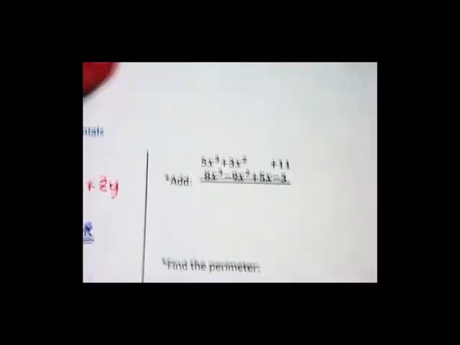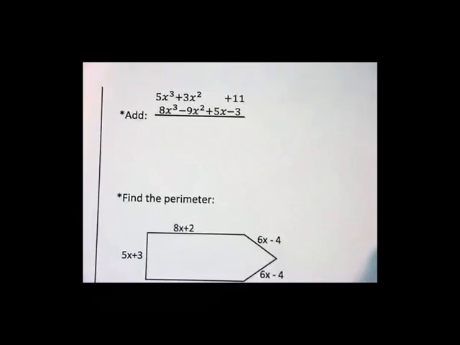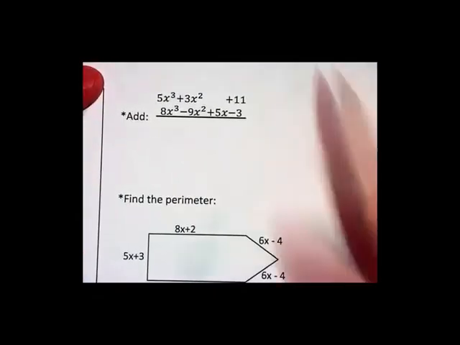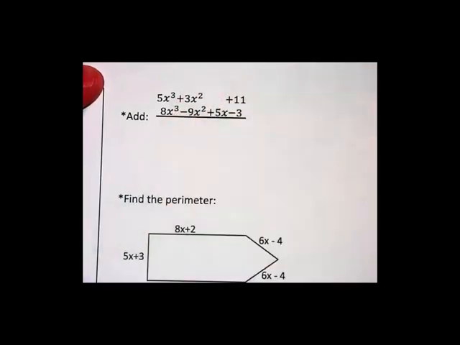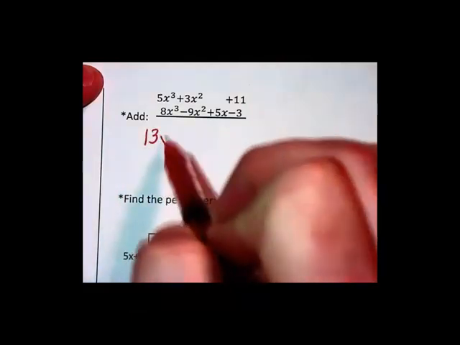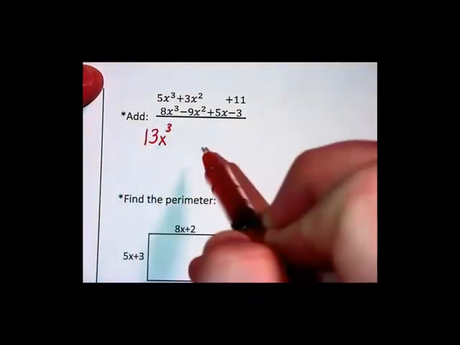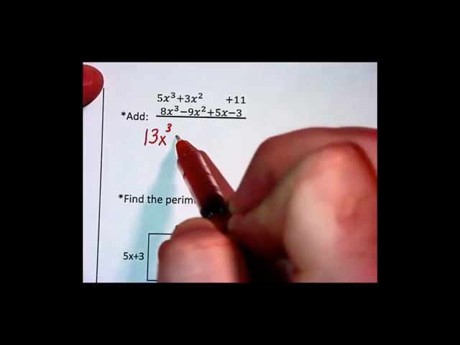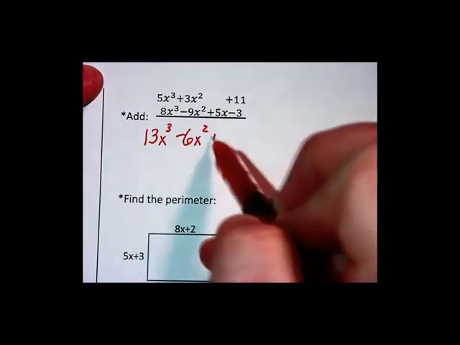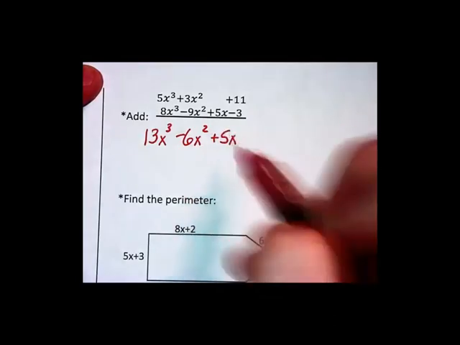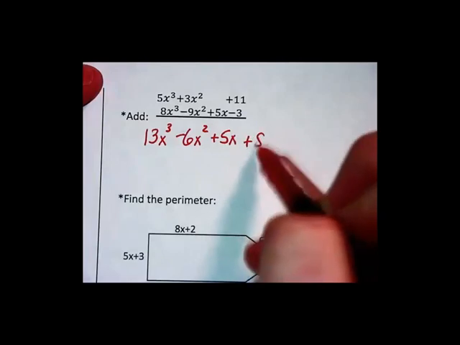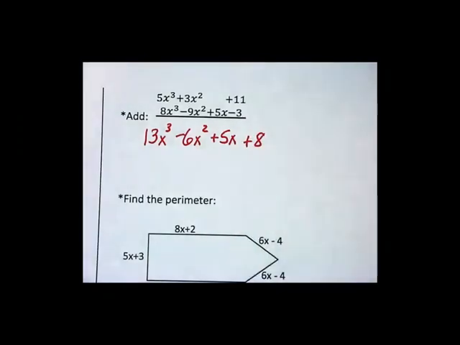Moving on to the next exercise. This time we're adding in a vertical format. We don't have to worry about starting on the right because there'll be no carrying to the left. We just add down in the x cubed column and get 13x to the third. In the x squared column, 3 minus 9 makes minus 6x squared. In the x column, all we have is that 5x, nothing above it to add to it. And in the constant column, we're going to have plus 8. 11 minus 3 makes 8.